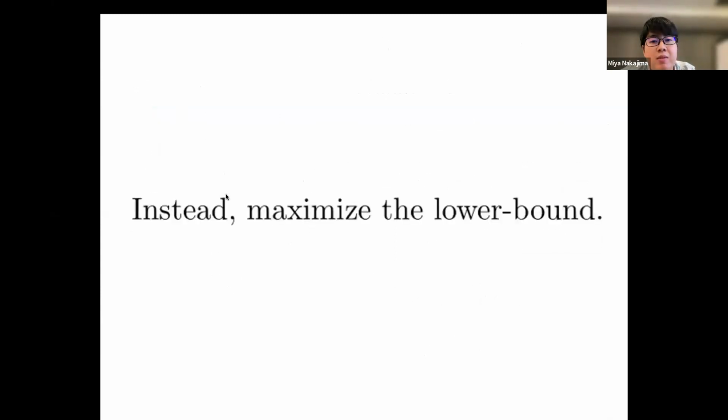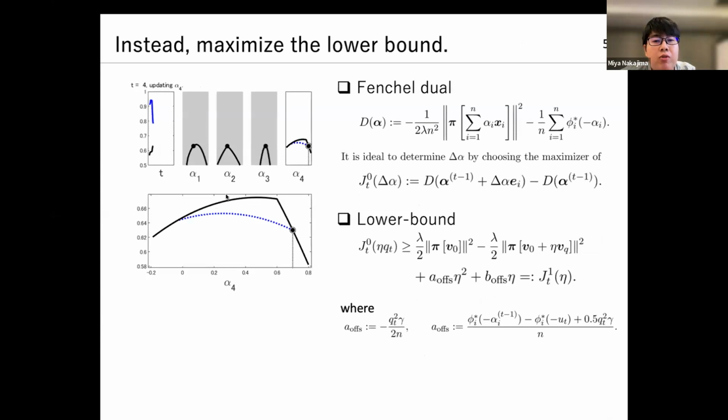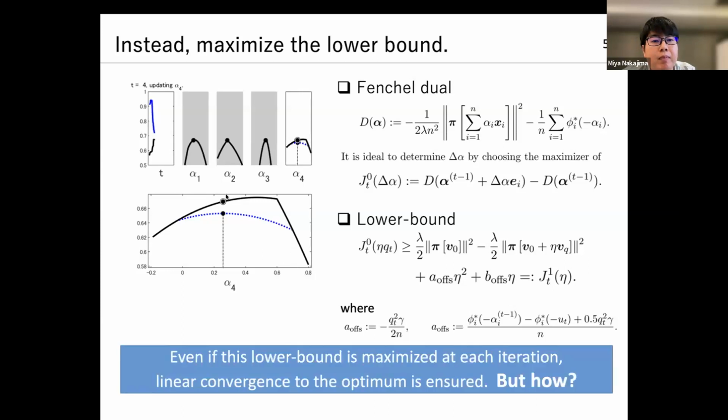Instead, SDCA maximizes the lower bound by updating the dual variables. When the loss function is assumed to be smooth, it becomes more manageable in the expression for the lower bound. The update amount delta alpha can be separated from the arguments of the loss function, simplifying the mathematical handling. Even if the lower bound is maximized at each iteration, linear convergence to the optimum is ensured. But how should we maximize this lower bound?